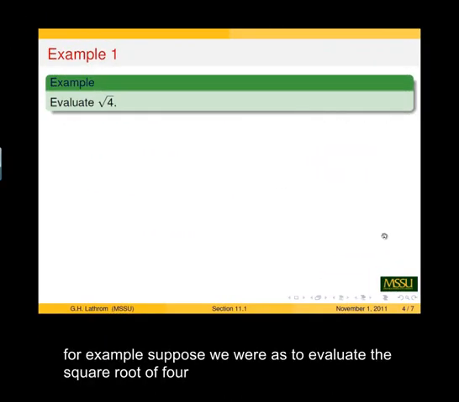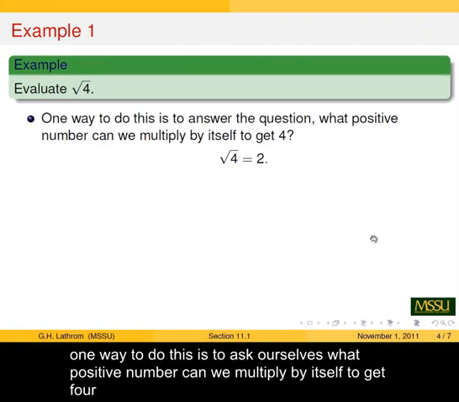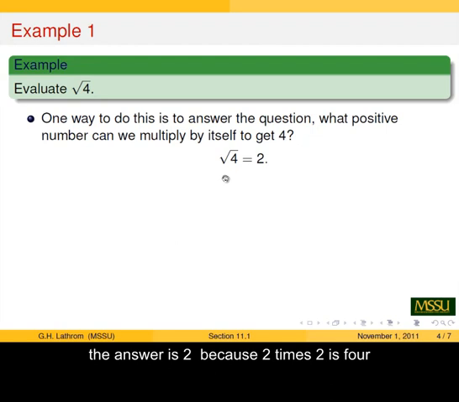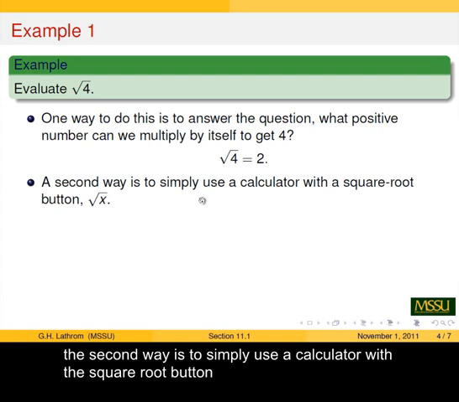For example, suppose we were asked to evaluate the square root of 4. One way to do this is to ask ourselves, what positive number can we multiply by itself to get 4? The answer, 2. 2 times 2 is 4. A second way is to simply use a calculator with a square root button.